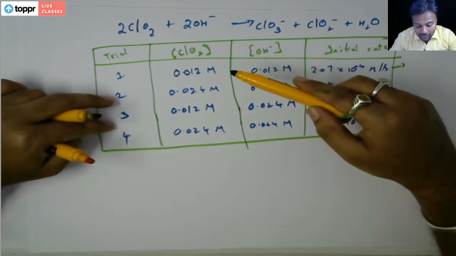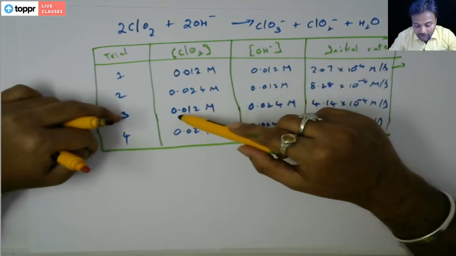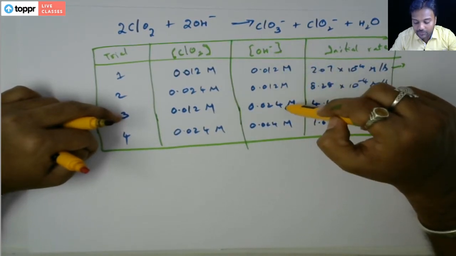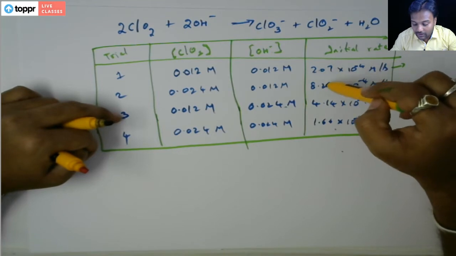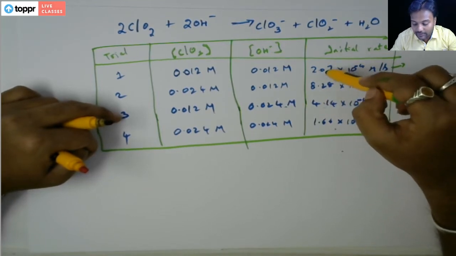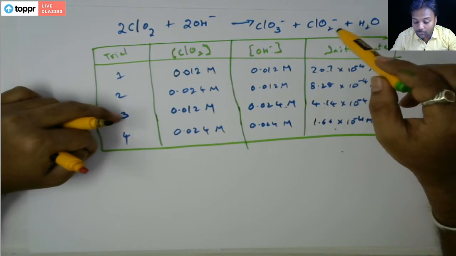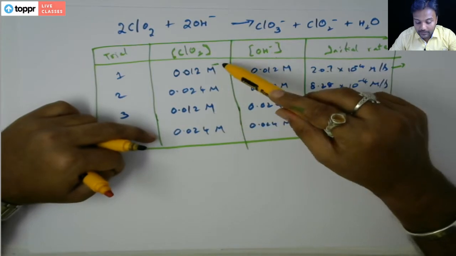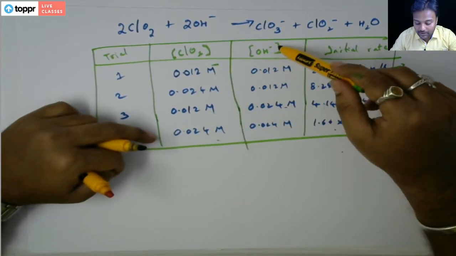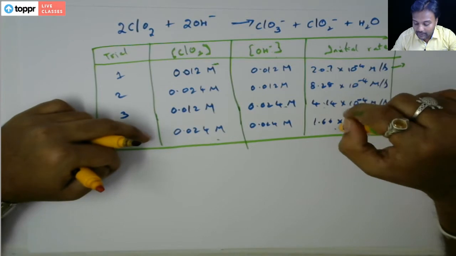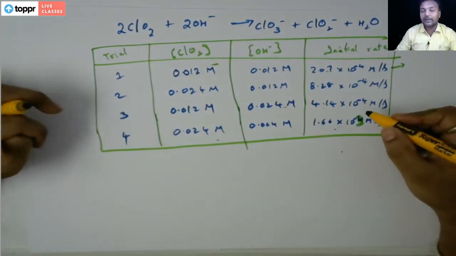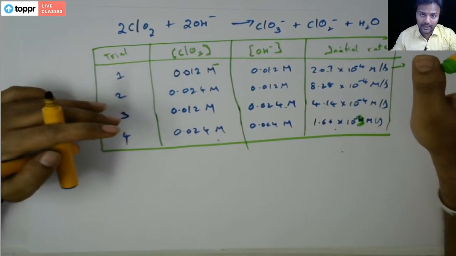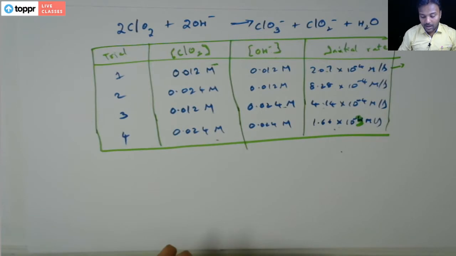So in trial 3, we kept the concentration of ClO2 constant, but the concentration of OH minus is doubled, 0.024. So what happened to the rate? Yes, there is a change, which means the rate of reaction is directly proportional to both the reactants. But how many times we'll see here. If I'm doubling the concentration in both the cases, there is really a very good increase. Here 1.66 into 10 power minus 3. There is a very good increase in the rate of the reaction. Okay, so how do you find out?